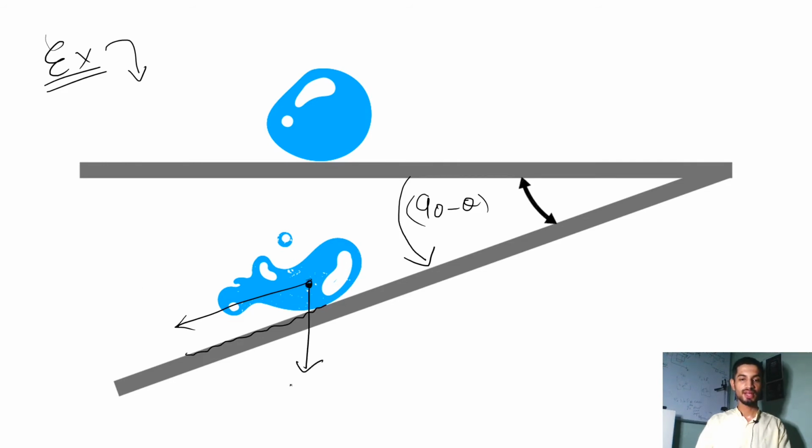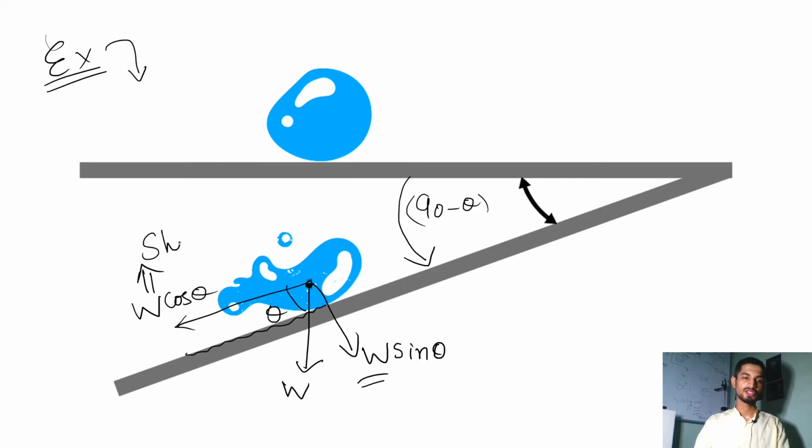Let's say this is the weight which is acting downward, and this is the angle theta. So when I break it into components, this is W cos theta and that is W sin theta, and this W cos theta is the shear force which is here. Again, you can see the normal force is not the force which is causing it to flow, but the one which we call shear force, because shear force is something which acts parallel, or tangential, to the surface of a body.